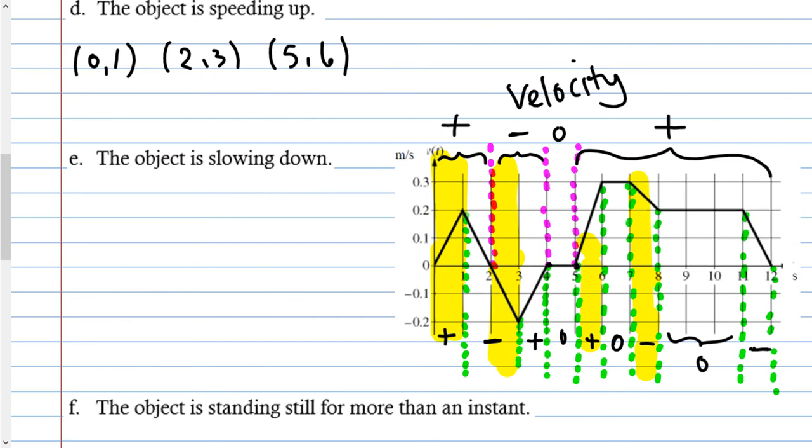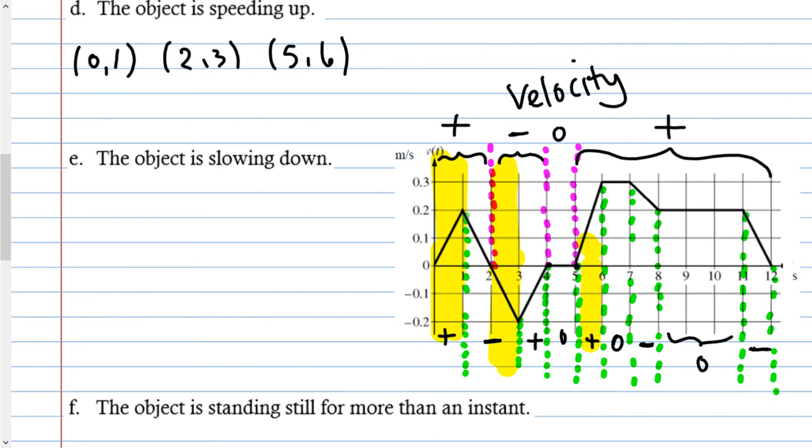Who knows? Okay, so my object is speeding up only between 0 and 1, 2 and 3, and 5 and 6. I guess really then that means that I did have to get rid of the highlighting, right? But just ignore it. It's a little harder to erase. Well, let's see. Okay, I did it.